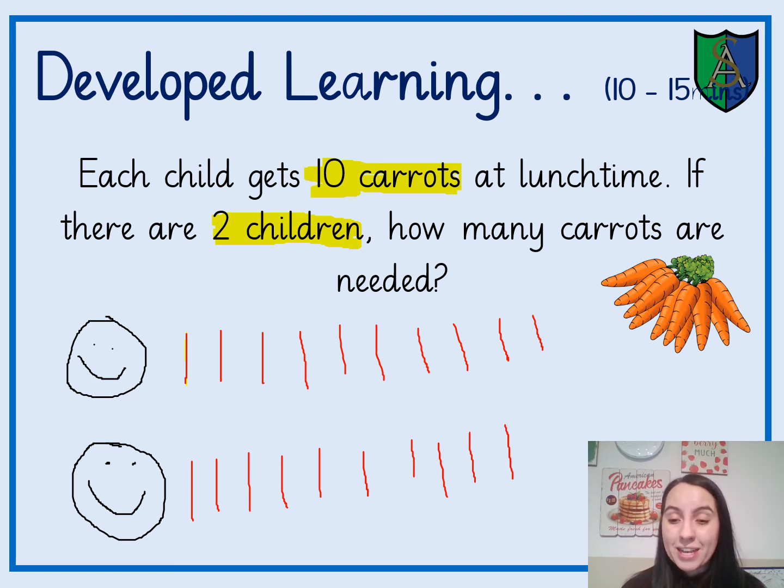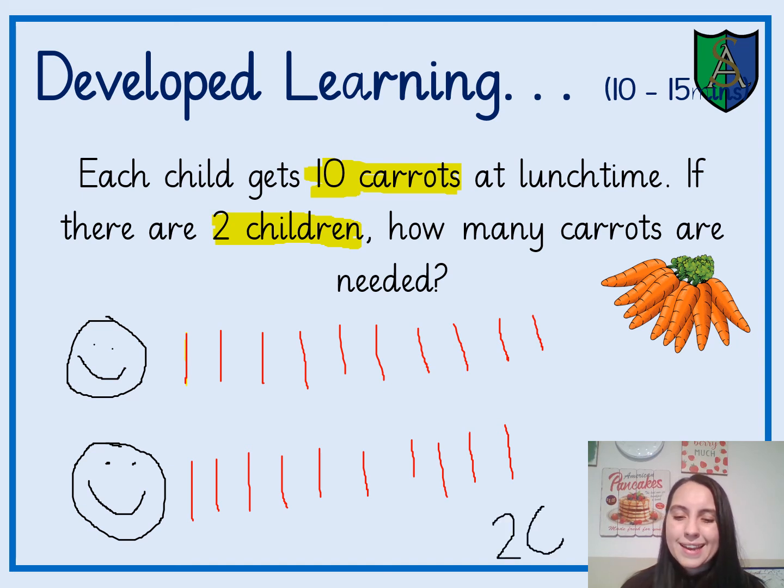Again, your pictorial representation is going to be so much better than mine. Let's have a go at counting now how many carrots we've got all together. 1, 2, 3, 4, 5, 6, 7, 8, 9, 10 on the top row, and 11, 12, 13, 14, 15, 16, 17, 18, 19, 20. So we've got 20 carrots all together. Let's go ahead and write that.